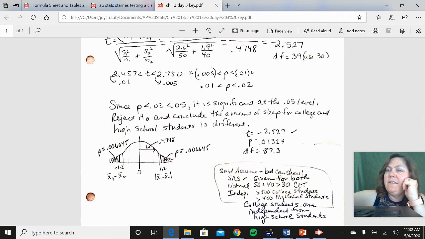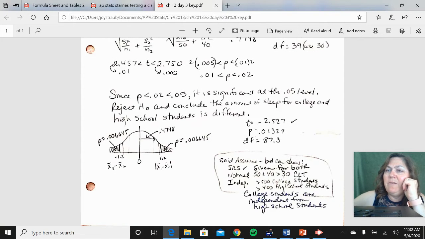I just did the conditions. It said to assume, but if you had to show them, just a reminder of what you would do: you have to say given for both, CLT for both, and then independence for both, and then independent of each other. Just a reminder, that's the added thing that you have to do, that the high school and college students, we're assuming, are independent of each other.